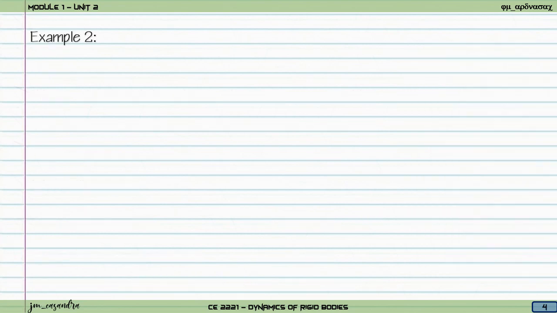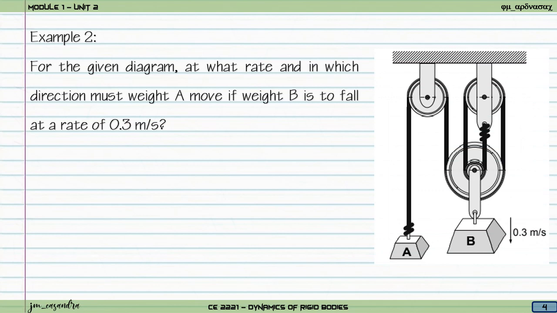Okay, so next we have example number 2. For the given diagram, at which rate and in which direction must weight A move if weight B is to fall at a rate of 0.3 meters per second? So in this problem, it's almost the same as the first problem, except that this will be a 4 pulley system. So we have here 1, 2, 3, 4 pulleys.